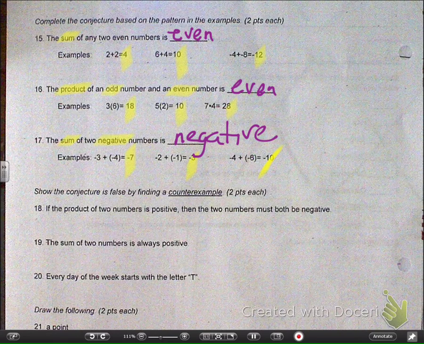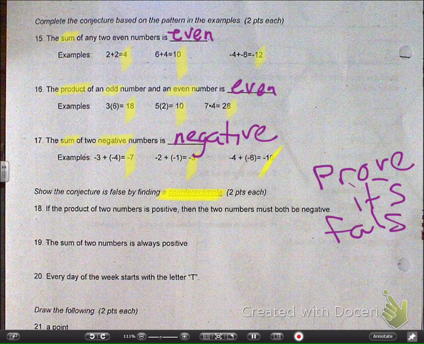Make sure we're correcting. All right, next part. This is probably the hardest part, okay? Showing the conjecture is false by finding a counterexample. What does counterexample mean? What are we trying to do? What are we trying to prove? This statement, this conjecture, the sentence? Okay, we're trying to prove it's wrong. Prove it's false. Okay, we're trying to prove it's false.